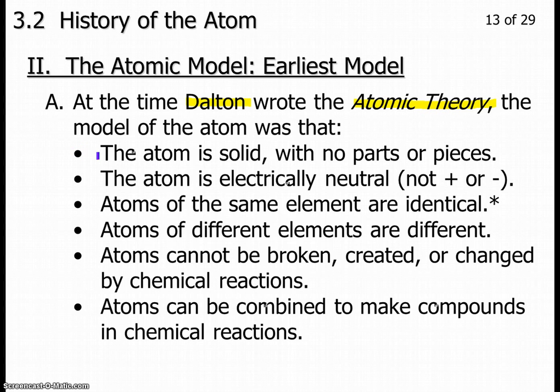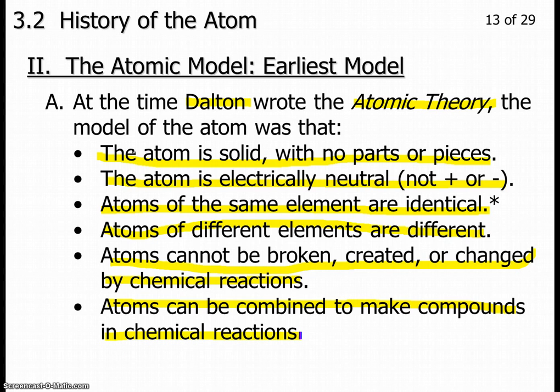They stated at that time they believed that the atom is solid, it does not have any parts or pieces. The atom is electrically neutral, meaning it's not positively or negatively charged. Atoms of the same element are identical to each other, meaning, for example, all atoms of carbon are identical to each other. And then they stated atoms of different elements are different, so a carbon atom would be different from a cadmium atom. Atoms cannot be broken apart, created, or changed by a chemical reaction. And atoms can be combined to make compounds in chemical reactions.